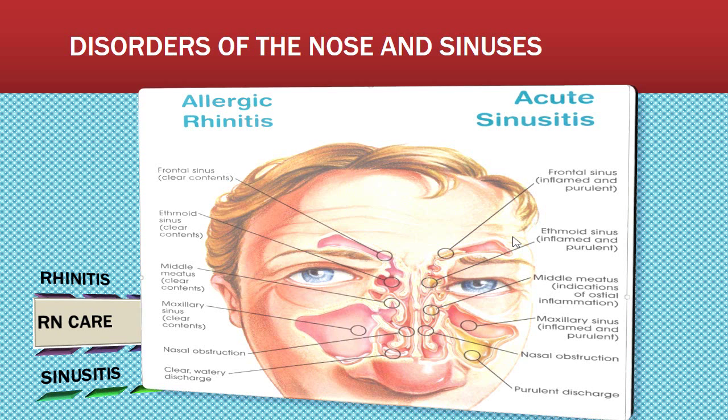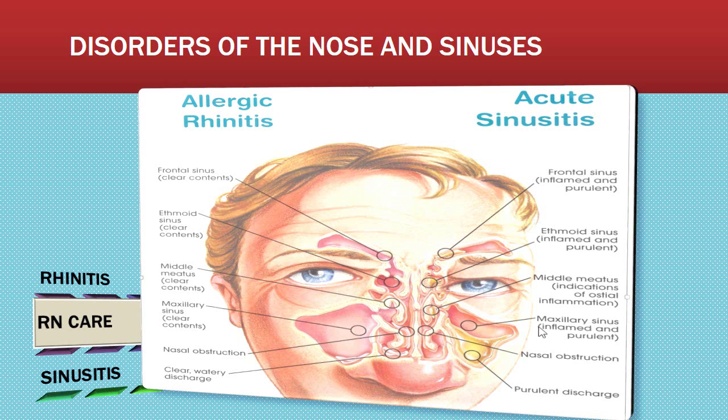Sinusitis is an inflammation of the mucous membranes of one or more sinuses, and bacterial sinusitis is a problem that requires antibiotic therapy. How is the patient going to know they need antibiotic therapy? If you see this picture, the frontal sinuses are inflamed and they have purulent drainage. Purulent drainage in the ethmoid sinuses, we got purulent drainage that they're blowing out.